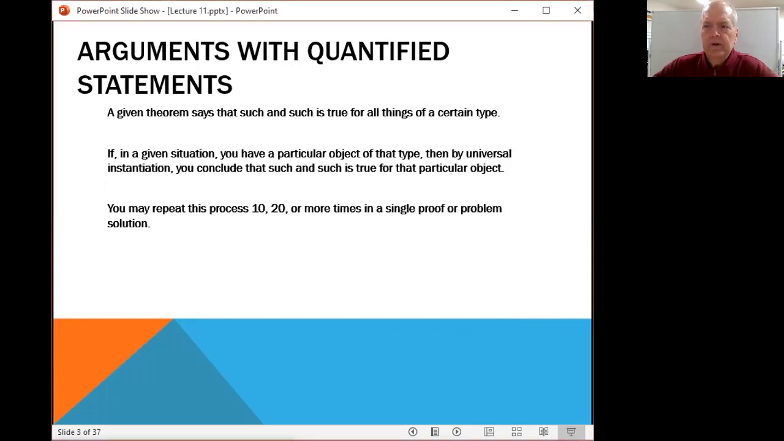So we have the idea of a given theorem, and it says that some property holds true for a certain domain, certain elements for a certain domain, and that means it will hold true for the elements in that domain. So if you have a particular object that's in that domain, a particular element that's in that domain, then the universal rule applies, and we have this concept known as universal instantiation, where you can conclude that the general principle that holds for all of the elements in the domain holds for a particular element in the domain.